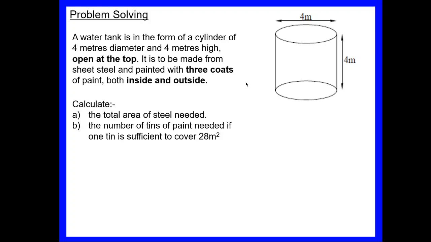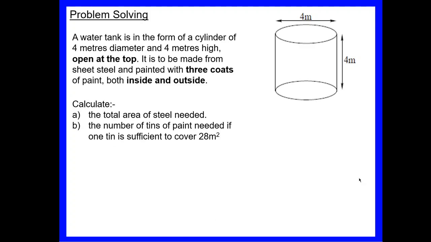You're asked to find the total area of steel needed, so we need to find out how much we need to make it, and the number of tins of paint. Okay, so let's have a go with this one. So again, with these problem solving, you can either pause the video and have a go yourself, or you can work through it with me.